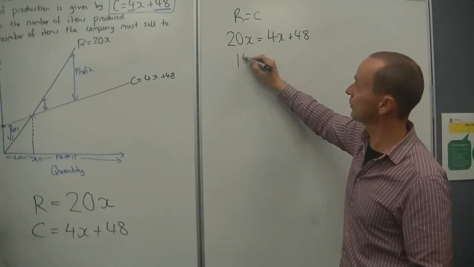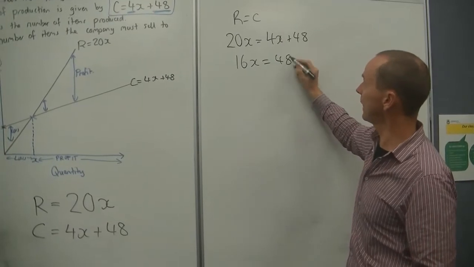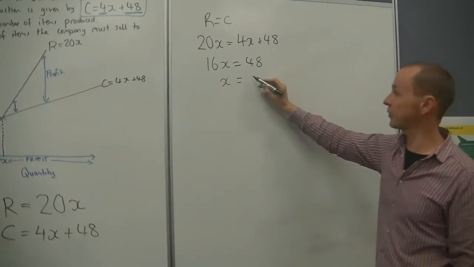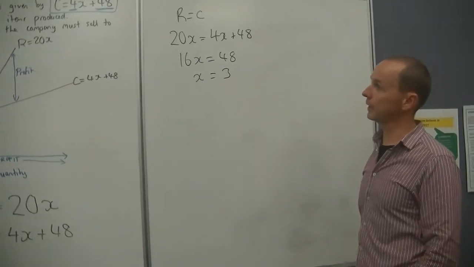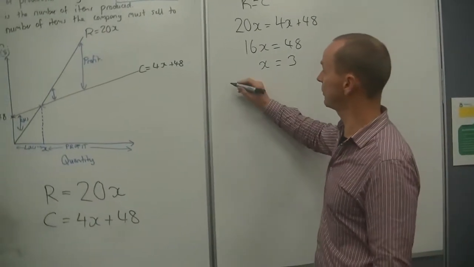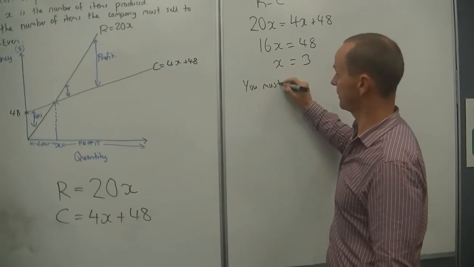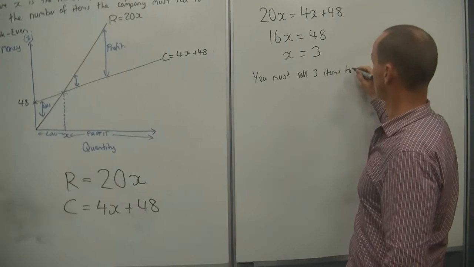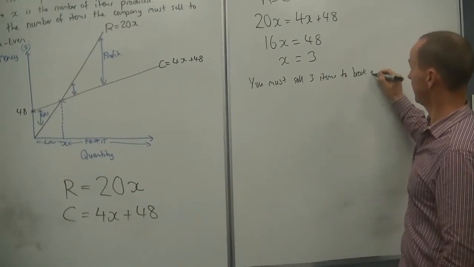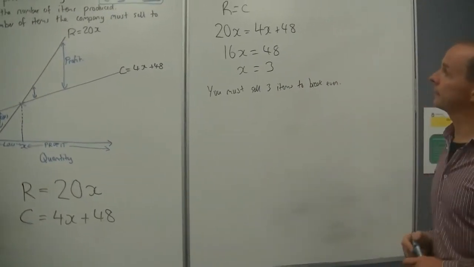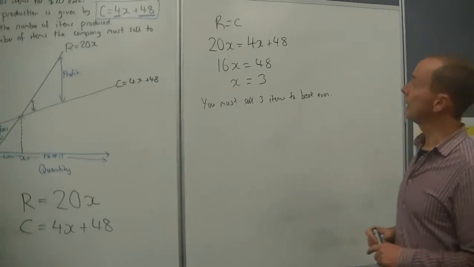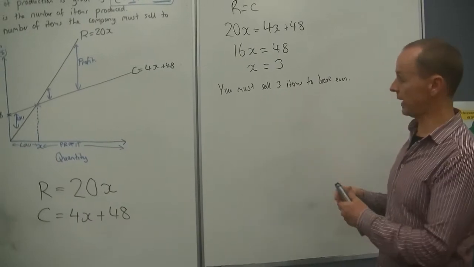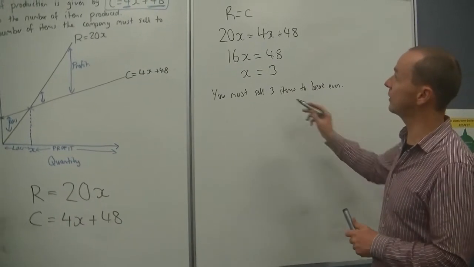So minus 4x from both sides, 16x equals 48. Divide both sides by 16, and I believe that's 3. So x equals 3. So you can answer the question in words. You must, or the business must, sell 3 items to break even. And that's it, everyone. So if you wanted to find out how much money that is, you can substitute x equals 3 into either equation.